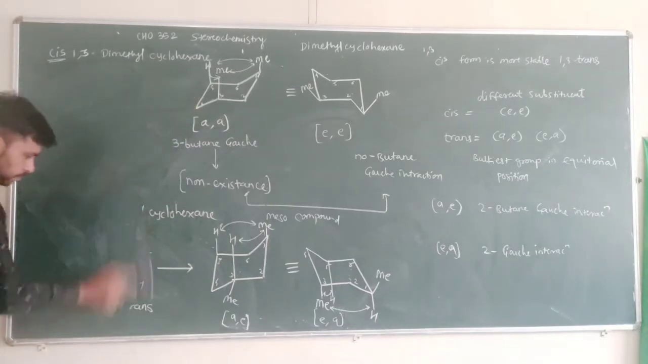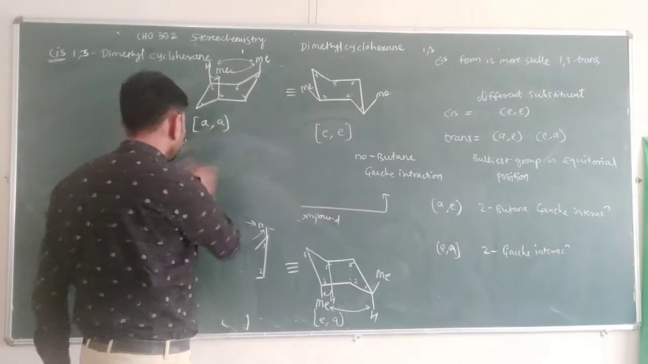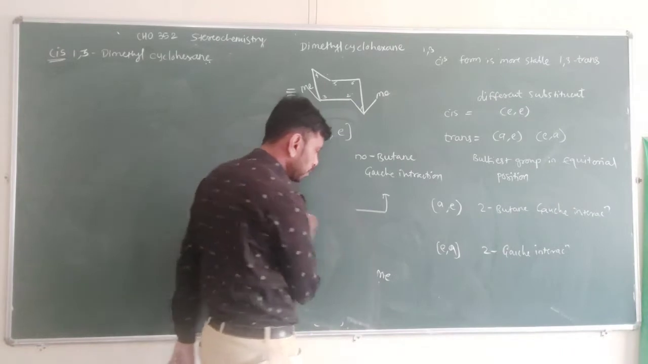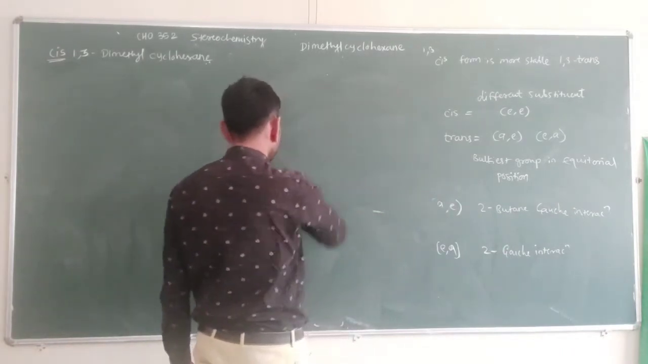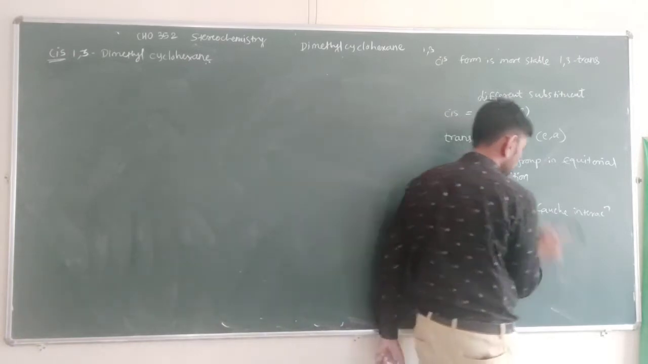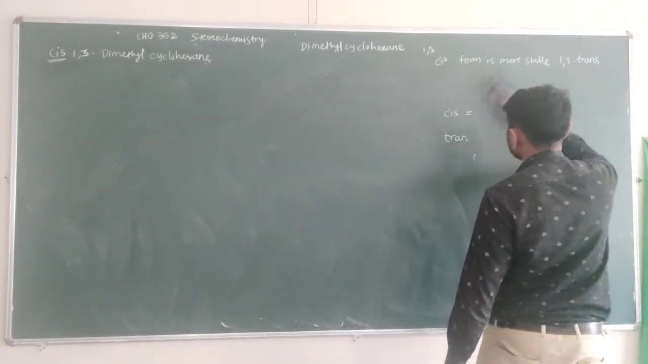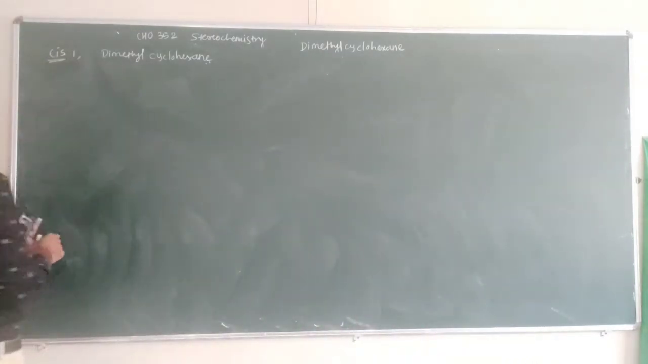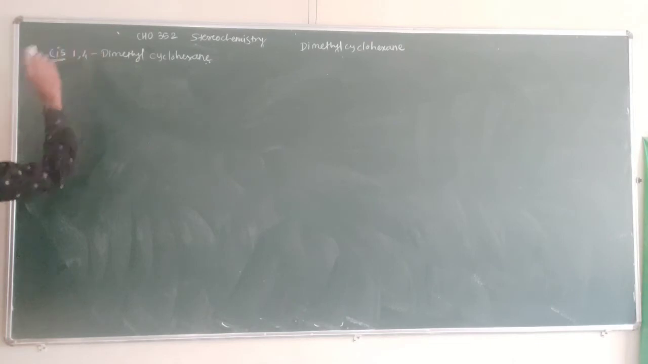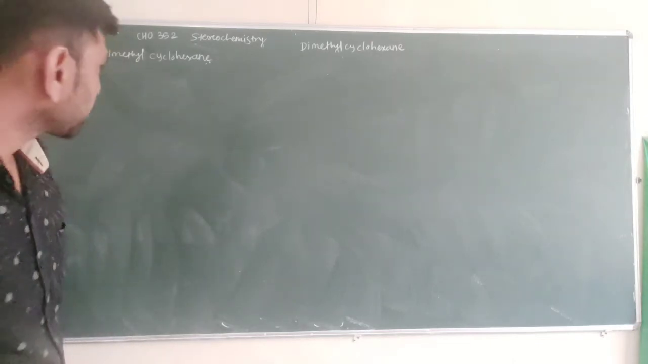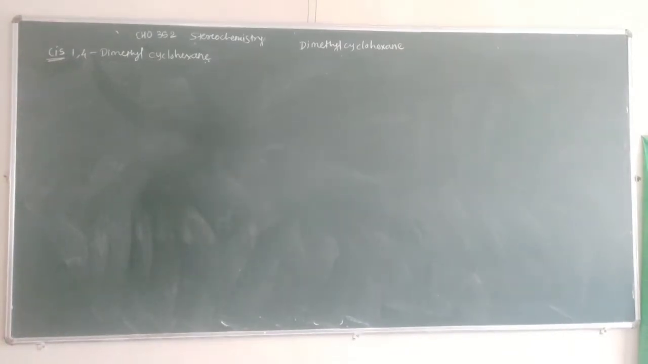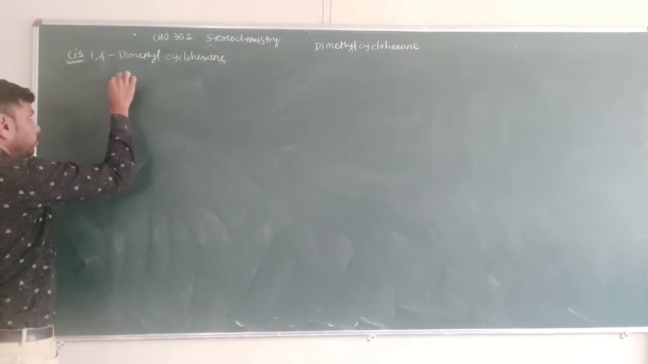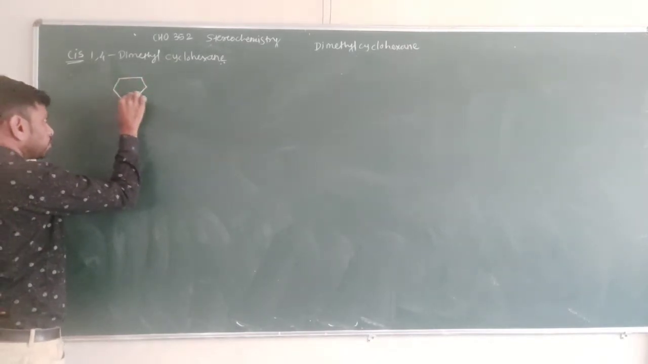See the next positional isomer. The next positional isomer of disubstituted cyclohexane is 1,4-dimethyl cyclohexane. We see the planar structure first, for cis 1,4-dimethyl cyclohexane. See here the planar structure of 1,4-dimethyl.